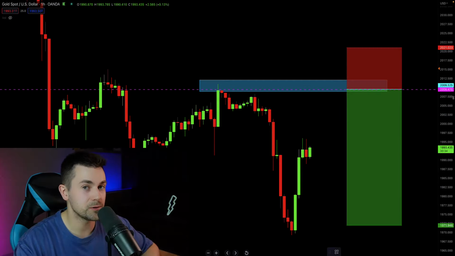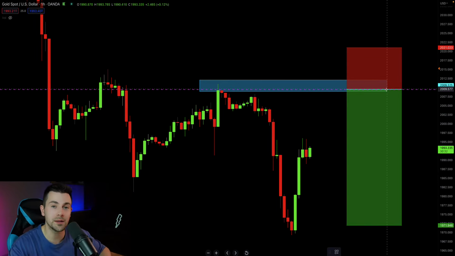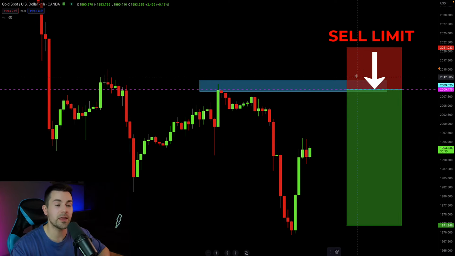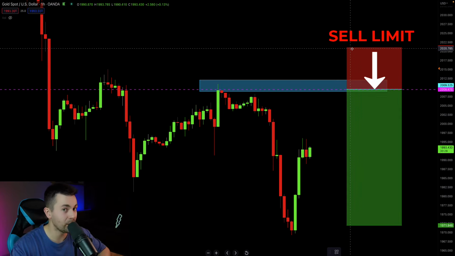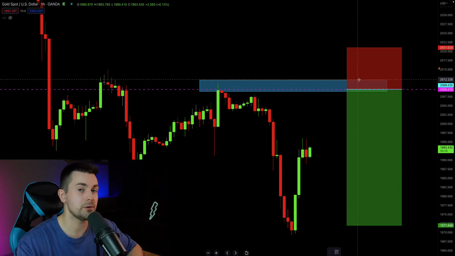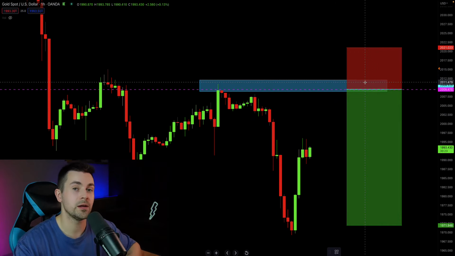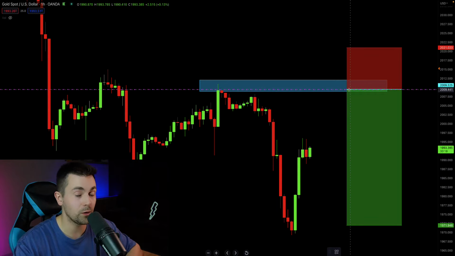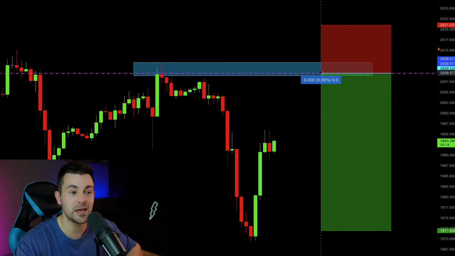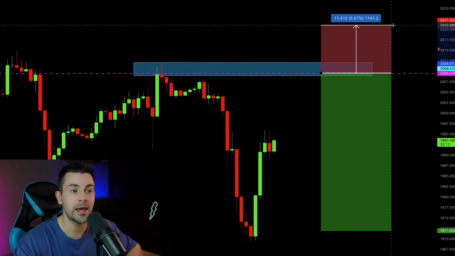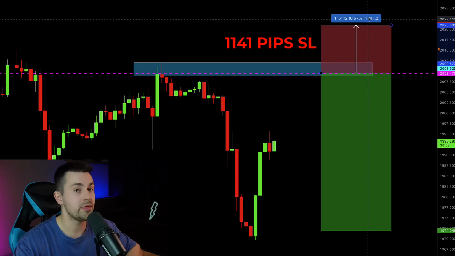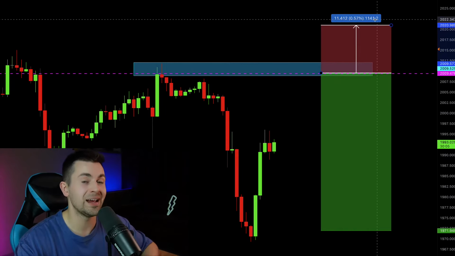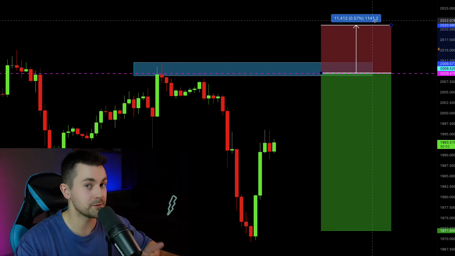Imagine that you decided to sell gold. You spotted a horizontal key level and you set your sell limit on that with the stop loss lying above that. In order to measure the lot size for this trade, you should do just one single thing. You should measure the pip value of your stop loss. You should take the entry and measure how many pips are in your stop loss. Here we have 1141 pips. We should remember that number, and now we should open the position size calculator.